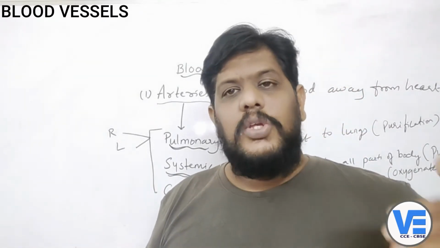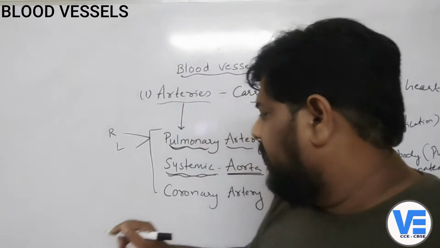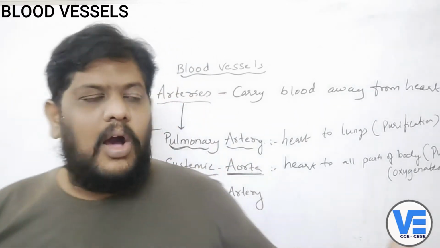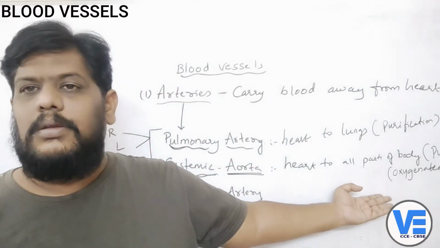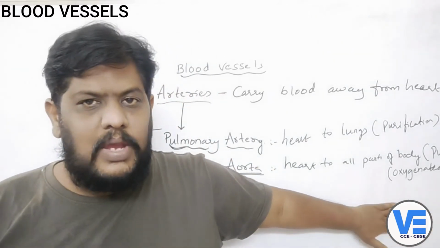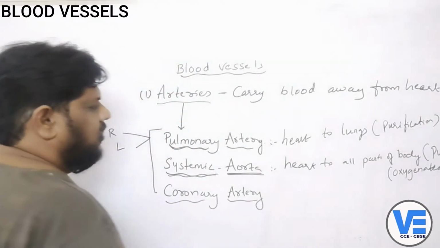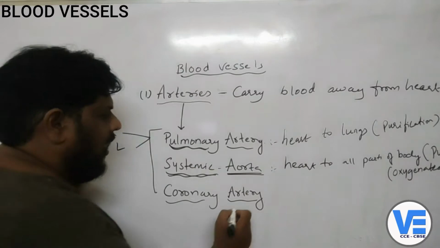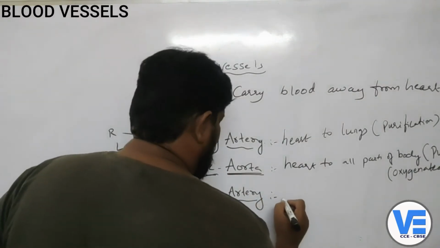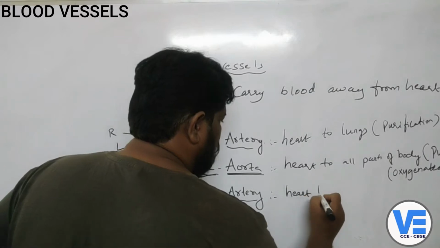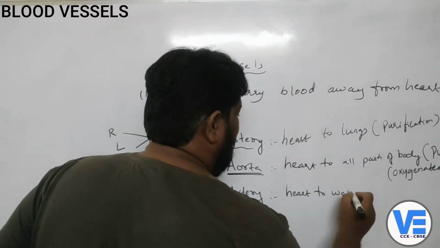That oxygenated blood will be taken to the different parts of the body. So who will take it? That is the systemic aorta. Where will it take the blood? It will take the blood to all parts of the body. Okay, children, this is the thing we have to remember. Now coming to the coronary artery. The coronary artery is the artery which takes the blood away from the heart to the walls of the heart.